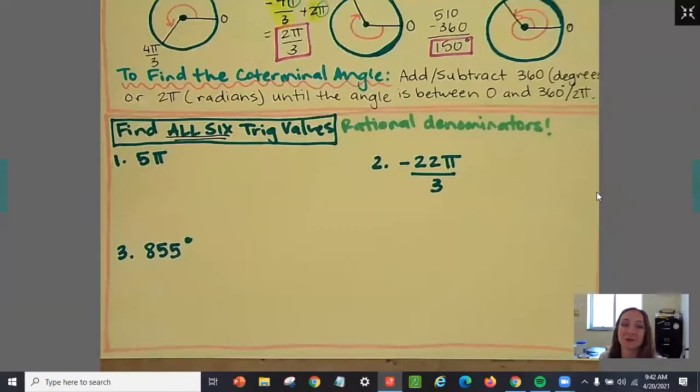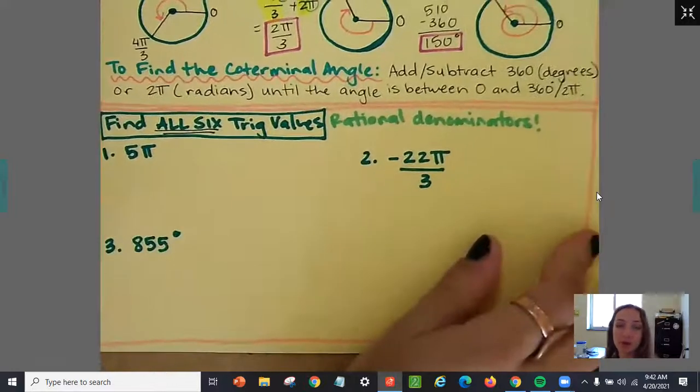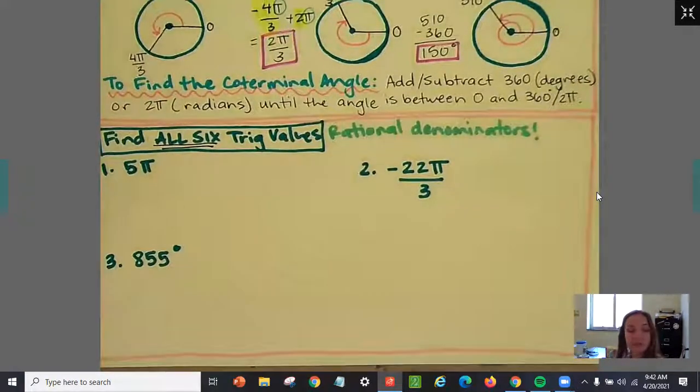Hello everyone, in this video we're going to be finding all 6 trig values of these angles. And we do need rational denominators, so what that means is we're going to be using the unit circle and we want to make sure that there's not a square root in the bottom or something like that.